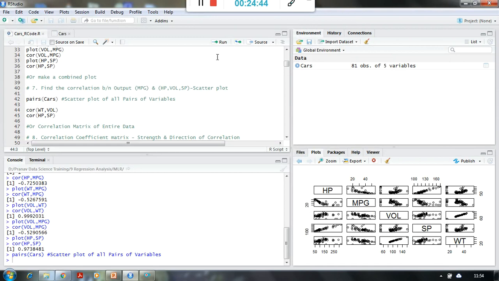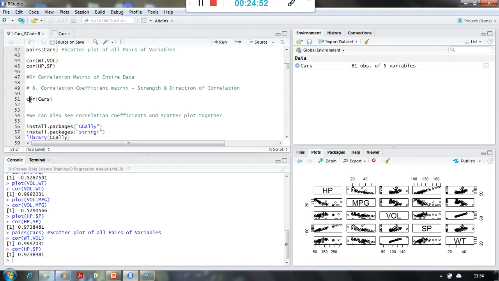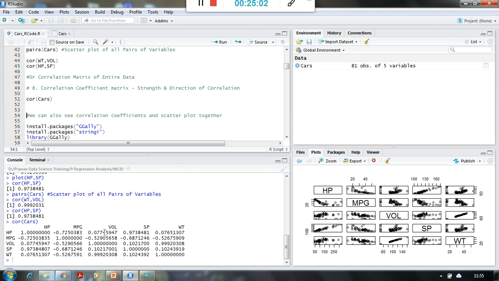And similarly for correlation coefficient, instead of having it between two variables, we can have something called a correlation matrix. For the same cor function, I can directly give the entire data set and it gives me the correlation coefficient matrix.